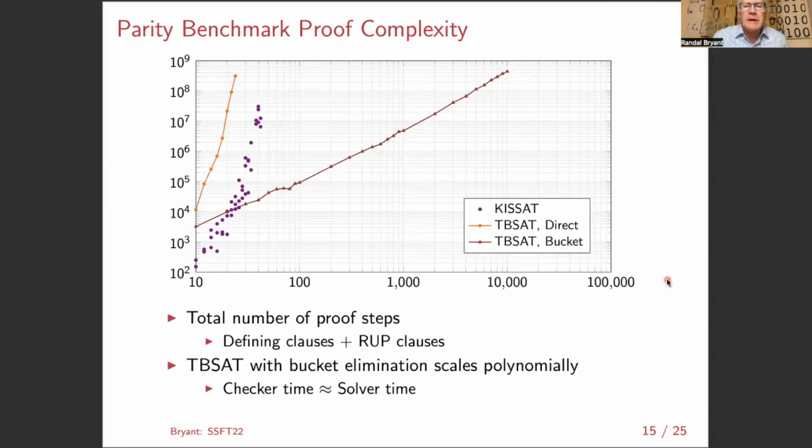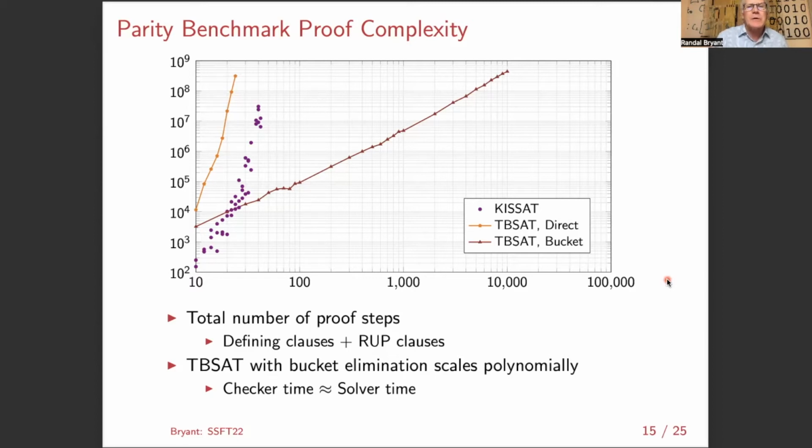So if we look at our parity example, you'll see these are the results for the sizes of the proofs that get generated by different programs operating in different modes. The x-axis is the same as before. It's a logarithmic encoding of n, and the y-axis is a logarithmic encoding of the number of steps, either RUP steps or defining clauses in the unsat proof. And you'll see that compared to my runtimes, they're proportional.